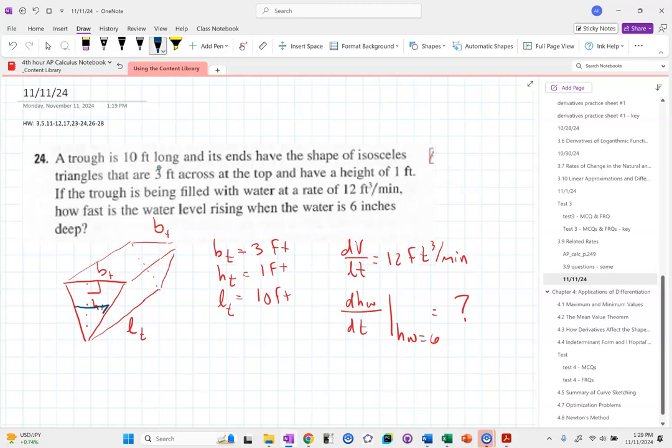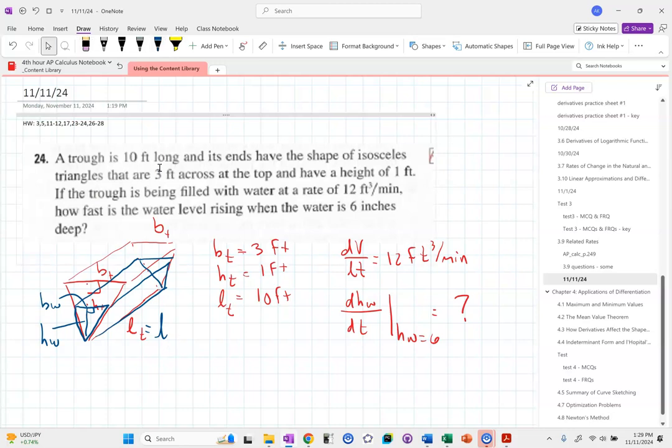So if I fill this in, this is my HW, my BW, and then LW is the same as the trough, right? That part's not changing. In fact, that's a constant. So far, so good? Okay.